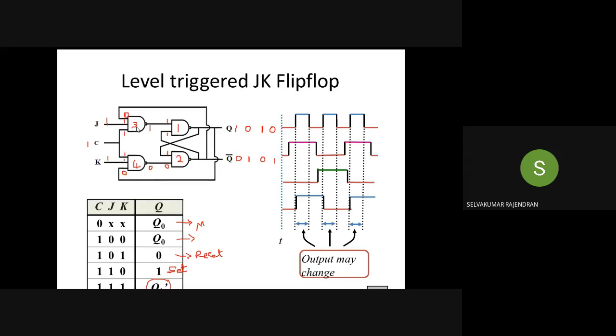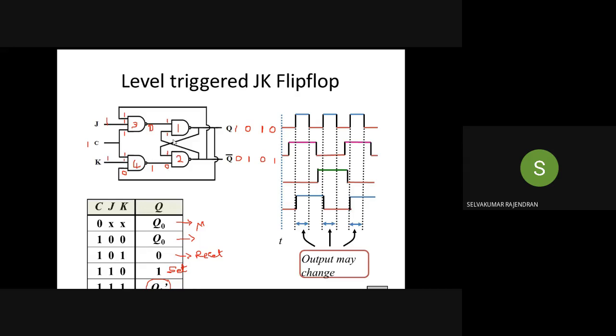Similarly, for NAND gate 3, clock 1, J 1. What about this line, Q bar? Q bar is logic 1, so here logic 1 is available. So NAND gate 3 has logic 1 on all 3 inputs, so its output is 0. One of the inputs for NAND gate 4 is 0, so it goes to logic 1. Now NAND gate 3 produces logic 0 and NAND gate 4 produces logic 1.